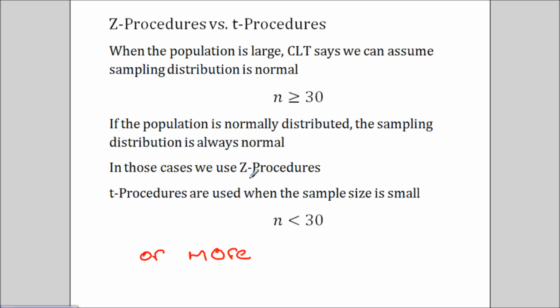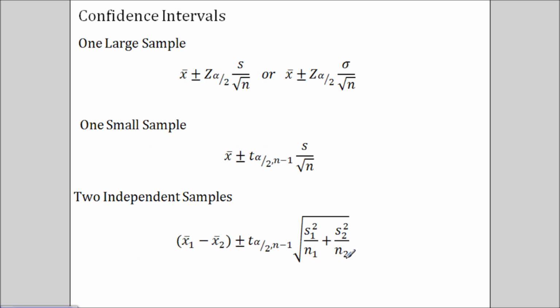There are Z procedures for more than one sample, but based on the modules, the curriculum for this course, we're going to use T procedures anytime we have more than one sample, whether they're matched pair, the samples are drawn and linked in some way, or the samples are independently drawn. So let's look at some of the formulas.